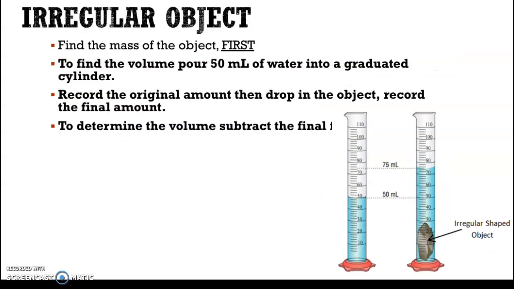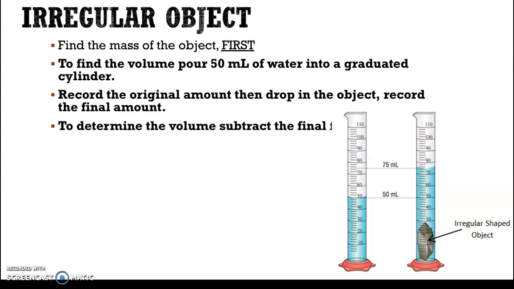Now, when it comes to an irregular object, you first find the mass of the object. It's very important that you find the mass first. We don't want to find the mass second, because what's going to happen is that once we find the volume, the water might add some mass to it, and then we get an inaccurate mass. So find the mass first.